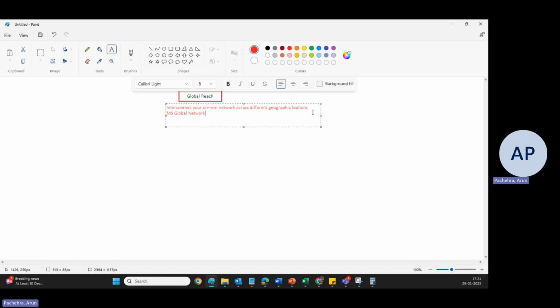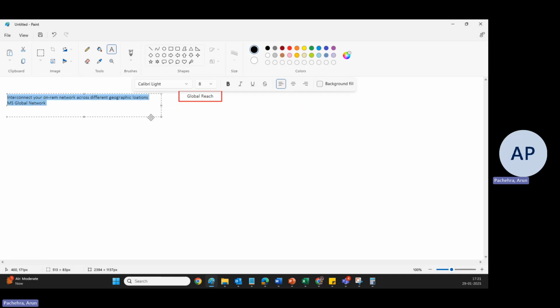So instead of routing your traffic through the public internet, ExpressRoute Global Reach lets you extend your private network across different locations securely and efficiently. Okay, this is what it is. Now let me draw it for you so that you can easily understand what Global Reach is, and then you can also make sense out of this definition.